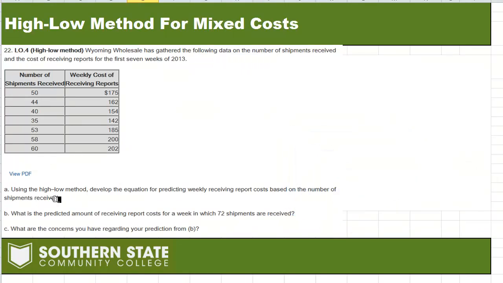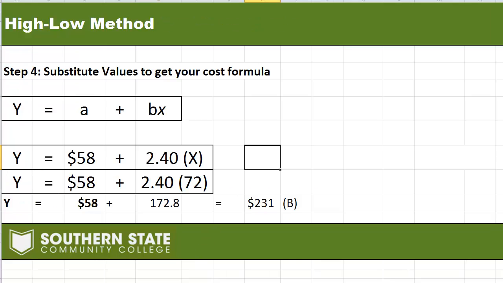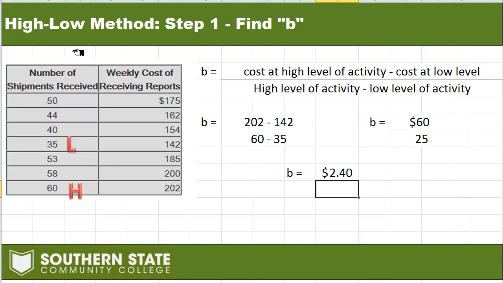The final prompt wants to know what are your concerns regarding your prediction from B. So we've made a calculation here. The one thing that might jump out at you, the level of activity was 72. If we look back at our data, our highest was 60. So we may be dealing with a number that's a little bit outside the relevant range that we've already started with.